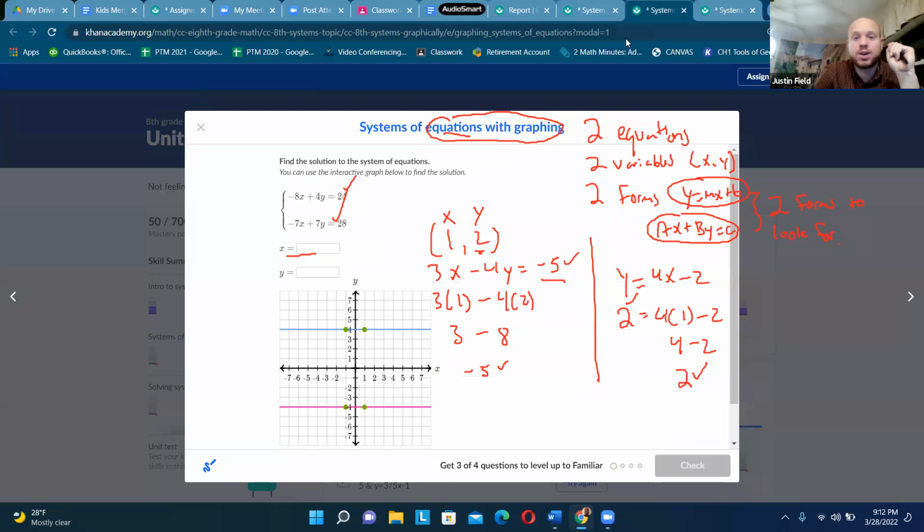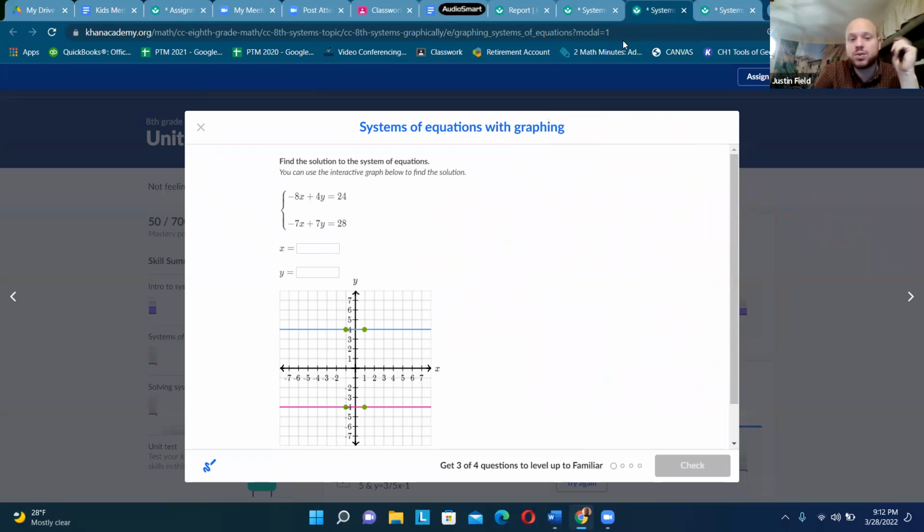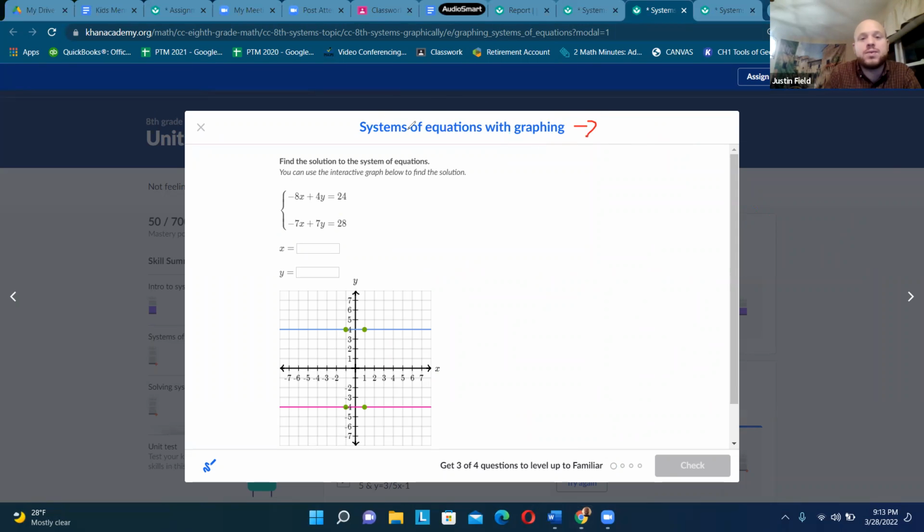Okay, so now we're going to look at what the solution looks like on a graph. We're going to graph the lines, and the solution is, we're going to write this title down, where the lines intersect. All right, so I know you've written that down.